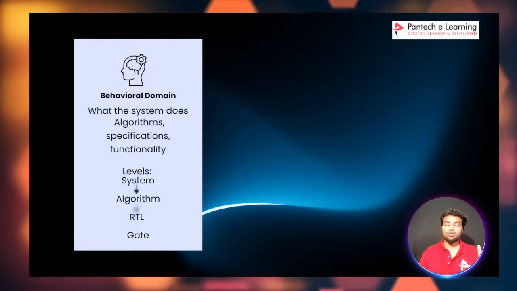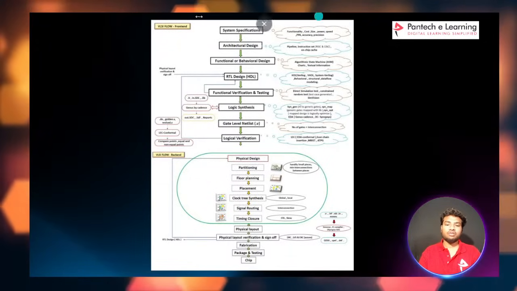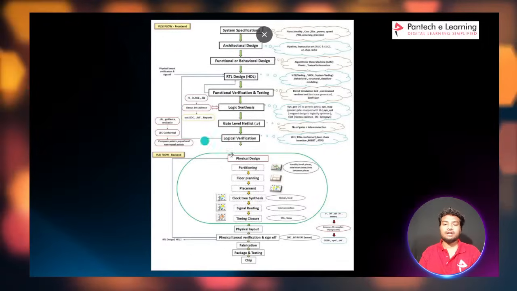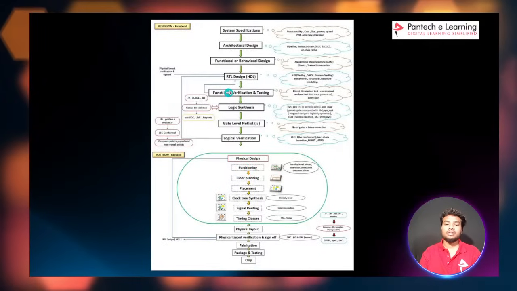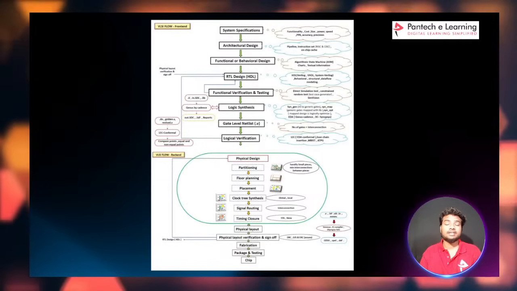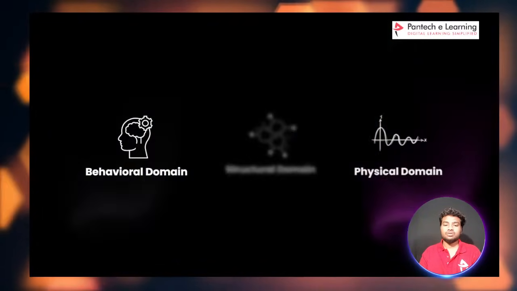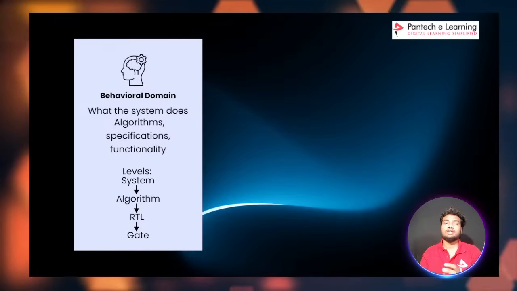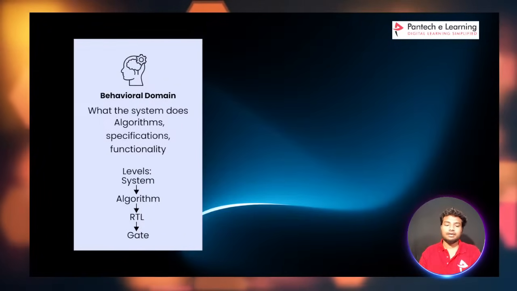I divided it into three domains: behavioral, structural, and physical. If you want to divide this design flow, you can divide it into these three domains. Behavioral means writing RTL code. Structural means the gate level netlist. We'll see them one by one. Behavioral means that from the algorithm you write the Verilog design code, which is the RTL code.